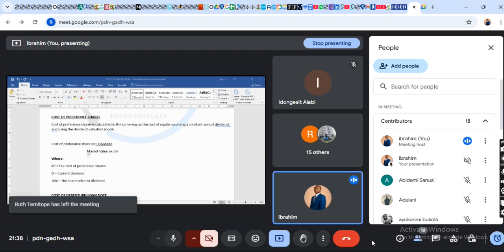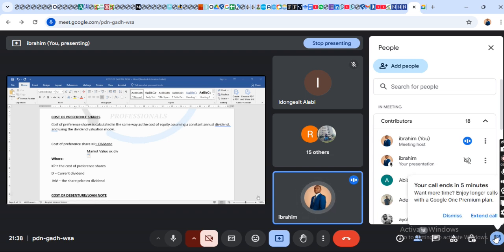Why? Because you are giving some people preference before the ordinary. So when you are giving people preference before the ordinary shareholder, that is what makes it a debt, because definitely there is an obligation. Class, are we still together?